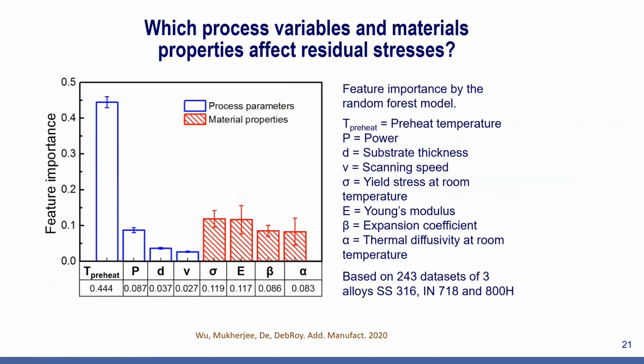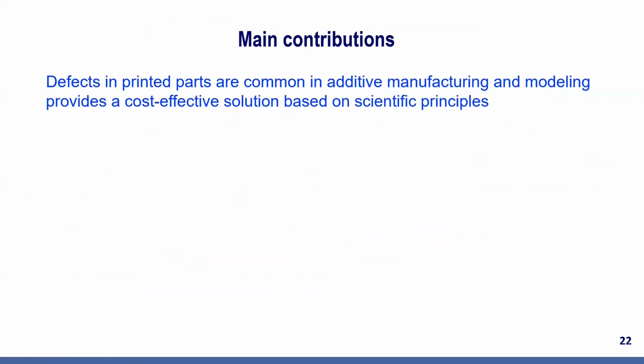Another important thing we get out of this type of exercise is feature importance of different variables. Here the preheat temperature seems to be the most important variable to control the residual stress, followed by power, substrate thickness, scanning speed, yield stress of the material, Young's modulus, thermal expansion coefficient, and thermal diffusivity at room temperature. That is all I have to say. I will summarize in the next minute.